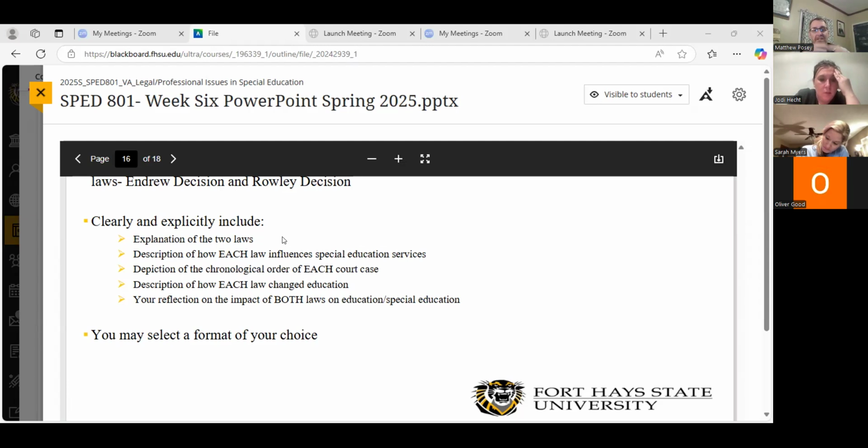Give a description in your own words of how each law changed education based on the facts. And again, use that slide deck as a resource. Everything's pretty much condensed into that for you. And then just provide your reflection on the impact of both laws on education and special education. So basically, it's just your personal reflection, how you interpret that, of how both laws impacted that.